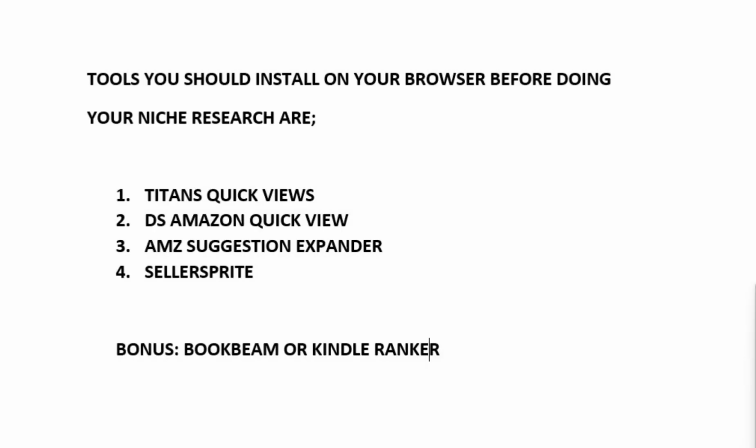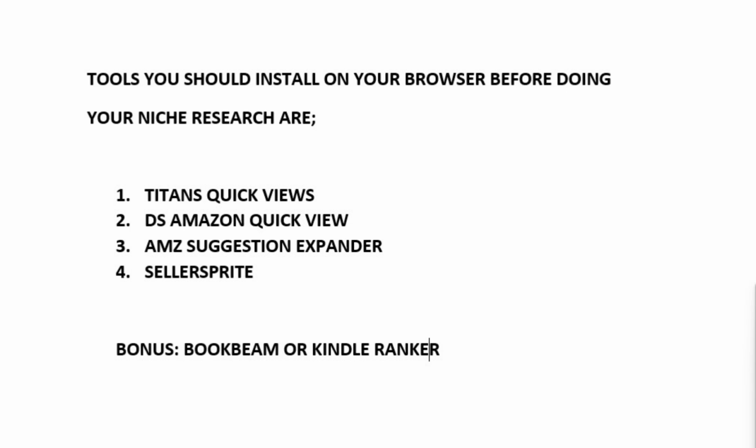Now, the most important things you need to get before you do your niche title research are Titan's quick views. These are extensions that you need to install on your Chrome or on your web browser. I don't know the web browser you are using. When you want to do your title or your keyword research, install Titan's quick view, DS Amazon quick view, AMZ suggestion expander, seller sprites. Those are the tools you use to do your research on Amazon store, so as to see all the information and all the keywords and everything you want to know about the titles you are researching on. So these tools are very important.